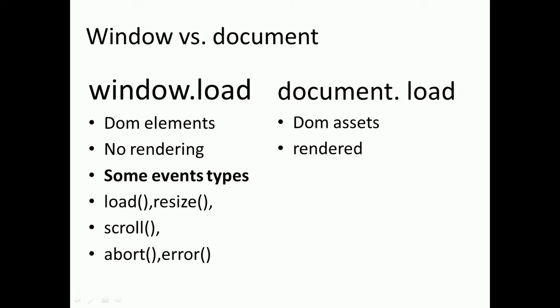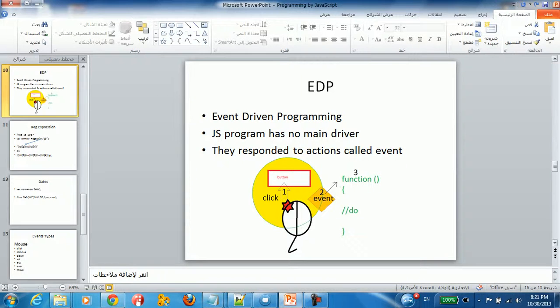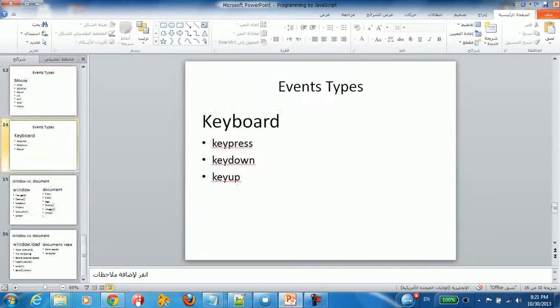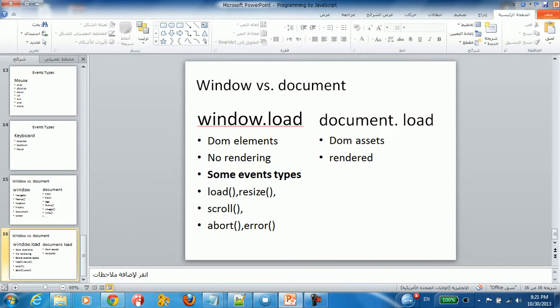When we're talking about window, we're talking about document. We have window.load and document.load. With window.load, we're talking about the window itself. All right, we don't have any rendering for the page. The rendering is done on the document, not on the window. All right. So we have some event types: load, resize, scroll, import, error. All right. So resize, we're gonna resize the window. Scroll, we're gonna scroll like this. You know, you're gonna scroll up, you're gonna scroll down. You do the scrolling for the window, not for the document. So it's window based, not document based.